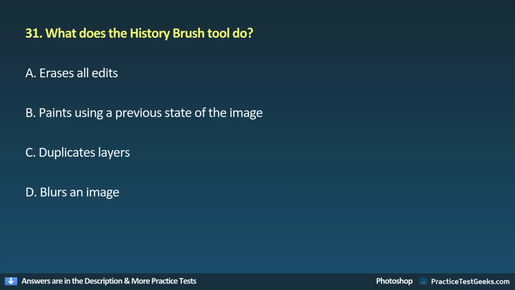31. What does the history brush tool do? A. Erases all edits. B. Paints using a previous state of the image. C. Duplicates layers. D. Blurs an image.